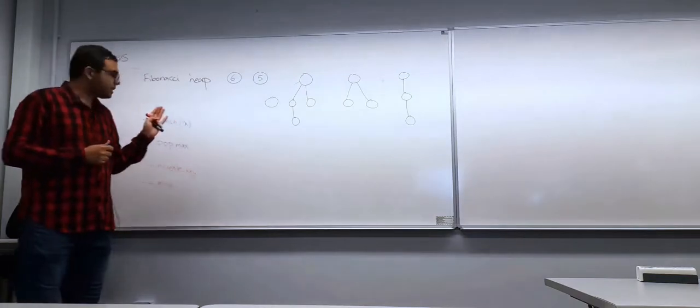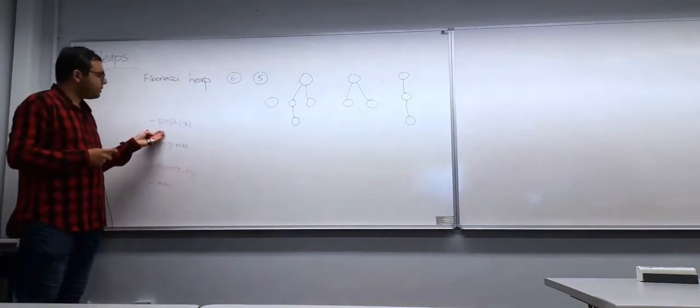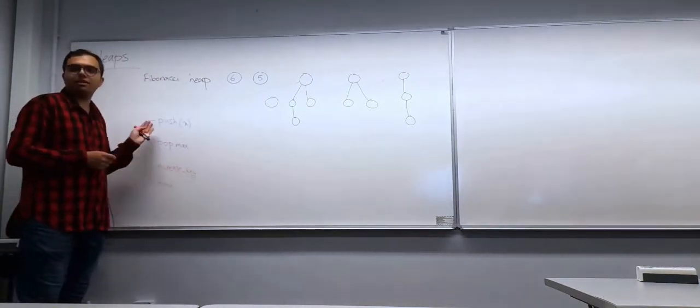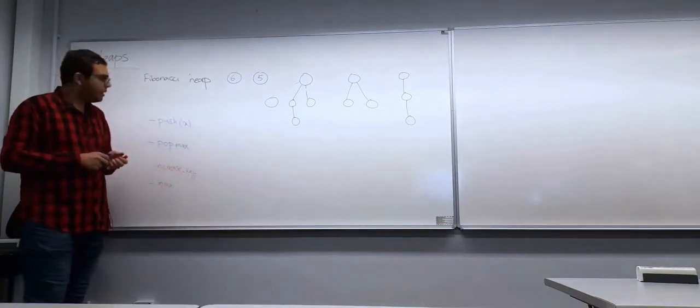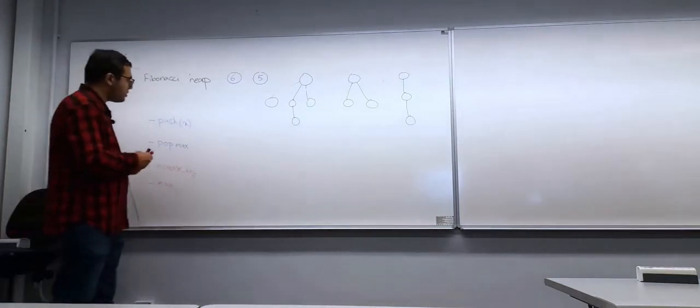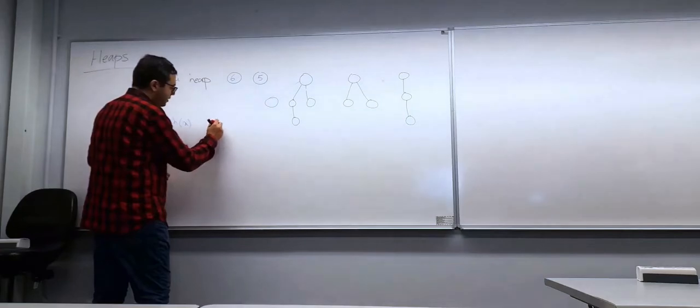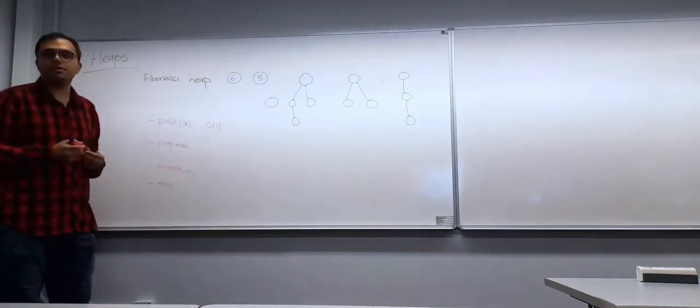And why am I doing this? I'm doing this because I want my push to be fast. I want to spend very little time in pushing. So pushing is now going to be all 1, right? And this is not even amortized. This is real runtime.